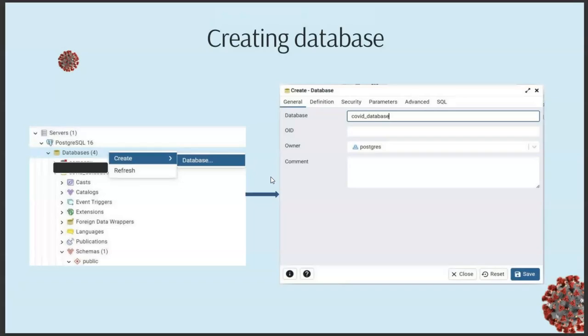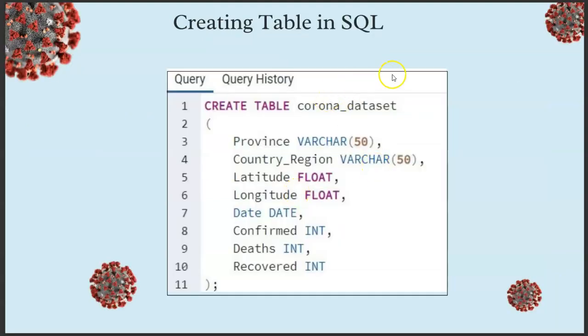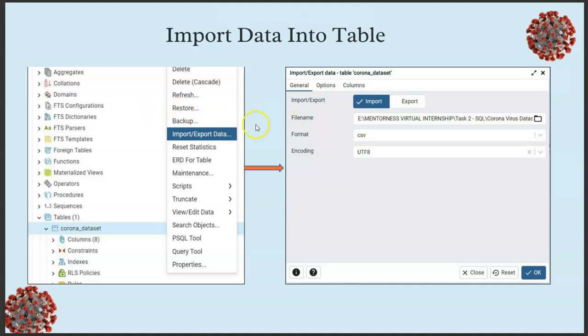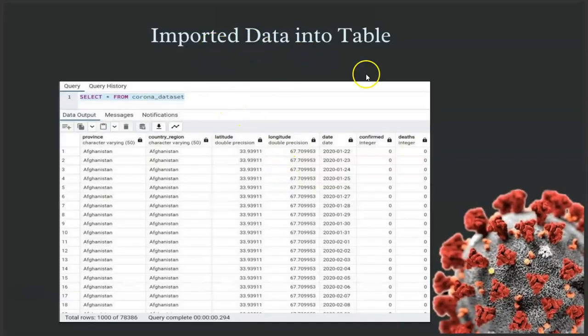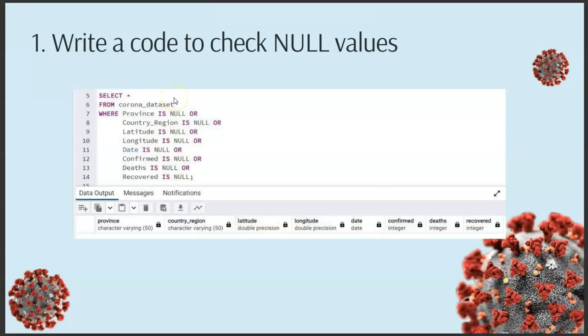First, we have to go to our PostgreSQL and create our database using the create database command, or we can directly create our database by this create. After creating the database, we have to create a table in SQL. We can directly load the table or we can create the table. Here, first we create the table, then we import the data into the table. After the import, we check our data using this command, select asterisk from corona dataset.